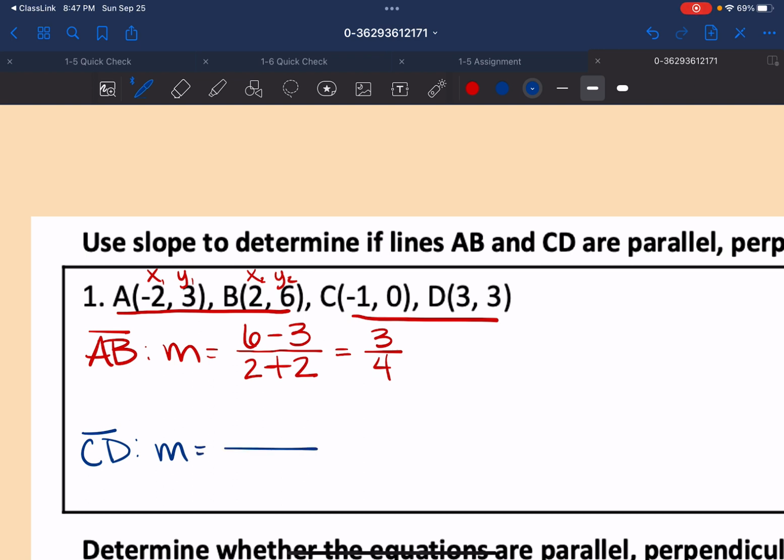Okay, so let's do the same thing with CD, and then we'll look at their relationship. Same thing here, x1, y1, x2, y2. So y2 minus y1 over x2 minus x1. There's that minus a negative again, so make it a plus. 3 minus 0 is 3. 3 plus 1 is 4. So we know that both of them have the same slope.